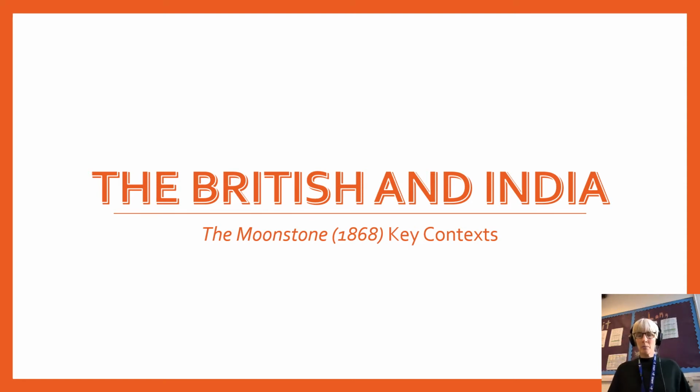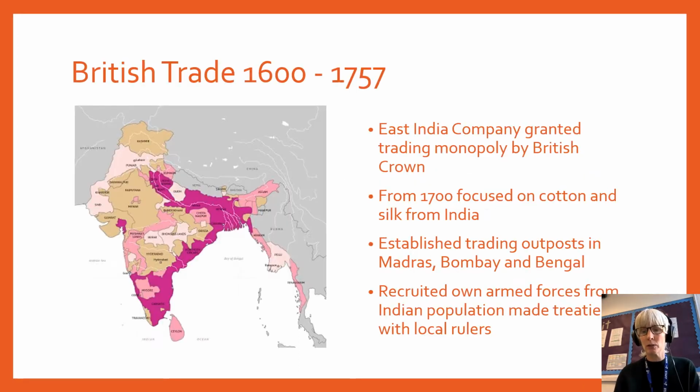This is a mini lecture on one of the key contexts for The Moonstone, which is one of your prose texts for Paper 2, Crime and Detection. And this is about the context of the British in India, and how that can have an influence on the understanding of the novel.